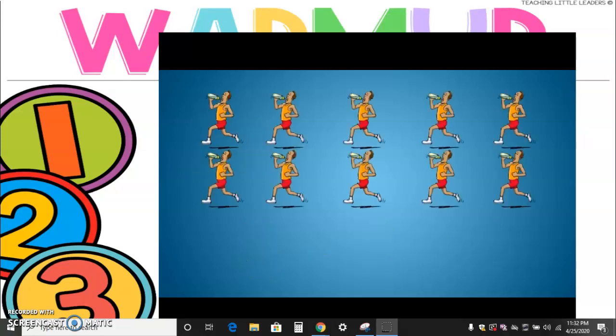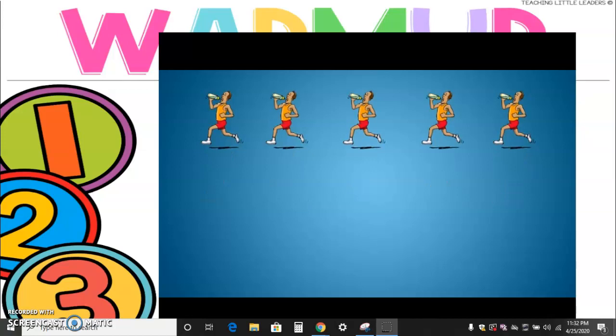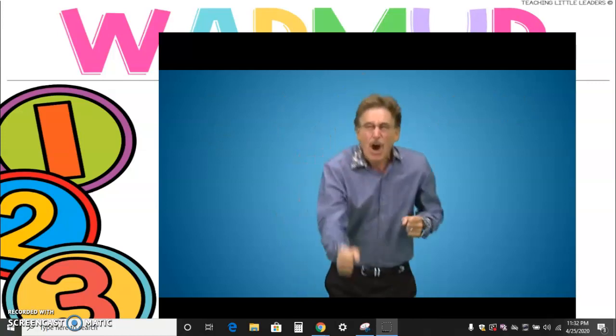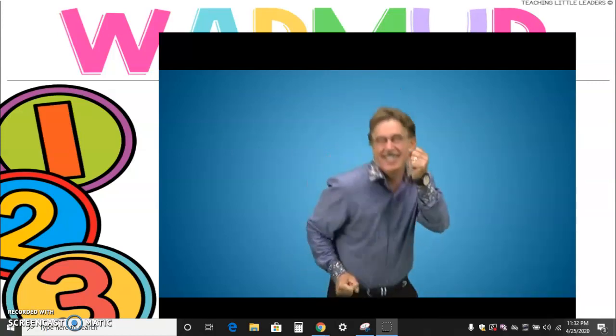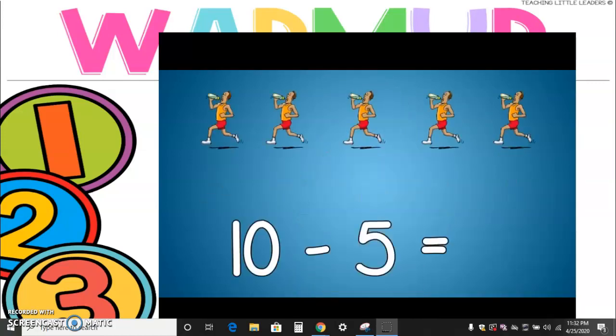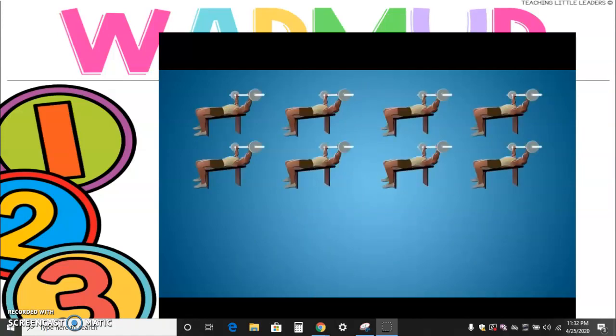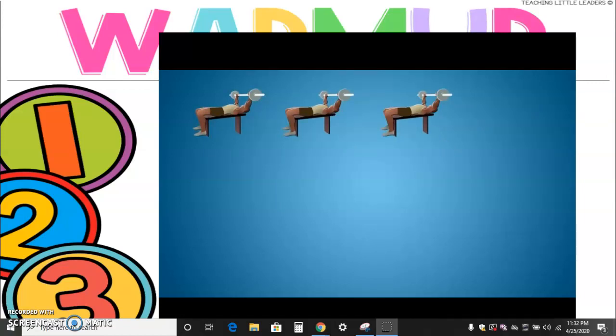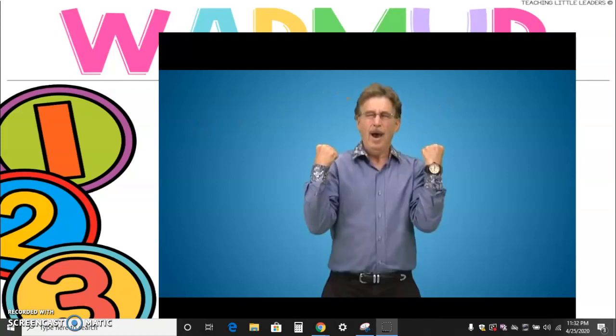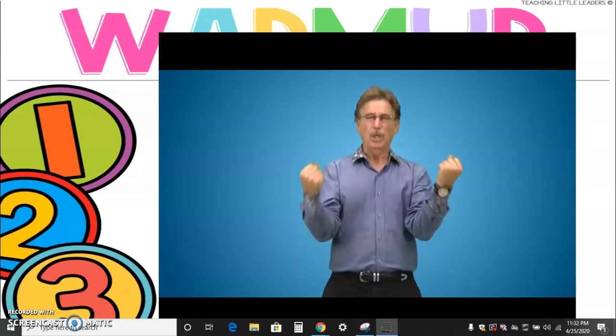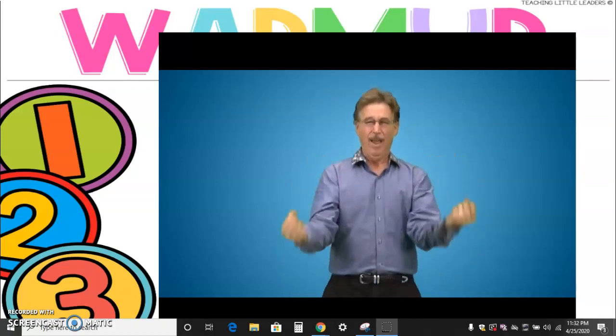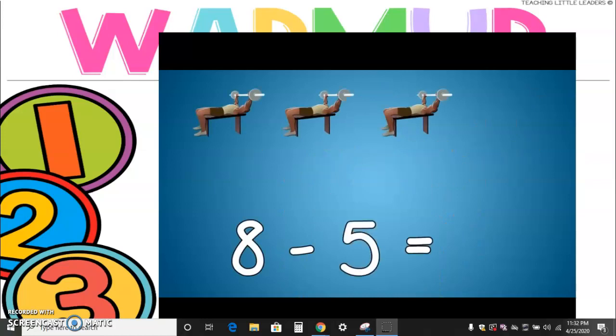10 fast runners are running in a race. 5 fast runners finish at record pace. How many fast runners are still running in the race? 10 minus 5 equals 5. 8 bodybuilders are pumping up some weights. 5 bodybuilders stop and take a break. How many bodybuilders are still pumping up some weights? 8 minus 5 equals 3.